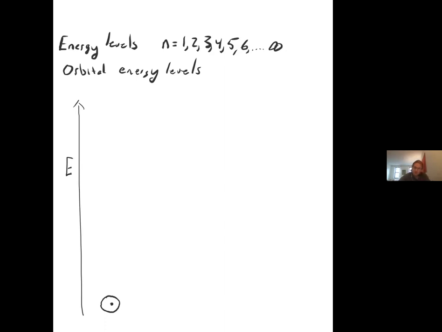This is an s orbital, right? S is the little sphere, and it's in the first level, n equals 1. So I'm going to call it a 1s orbital, right? 1 meaning it's in n equals 1. So that means n equals 1, which is the lowest possible value for n. And we're claiming it's an s orbital.